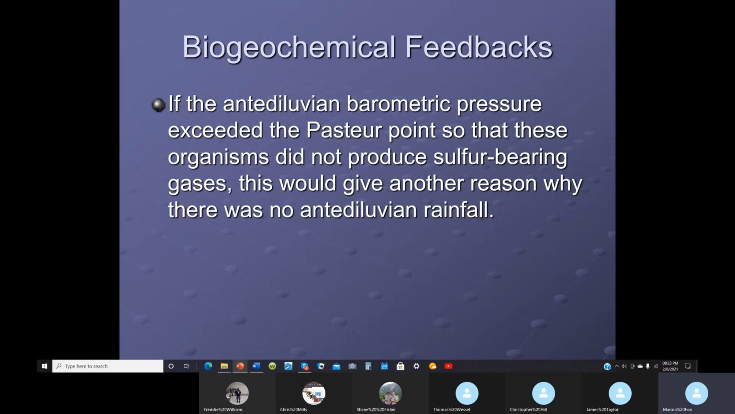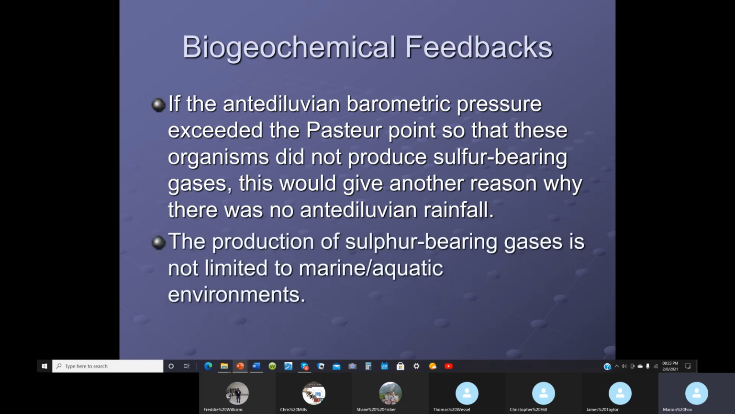We have to have these to have the rainfall. If we don't have them produced, there won't be any rainfall. That would explain no rainfall. It's not limited to marine and aquatic environments either. Let me point that out.